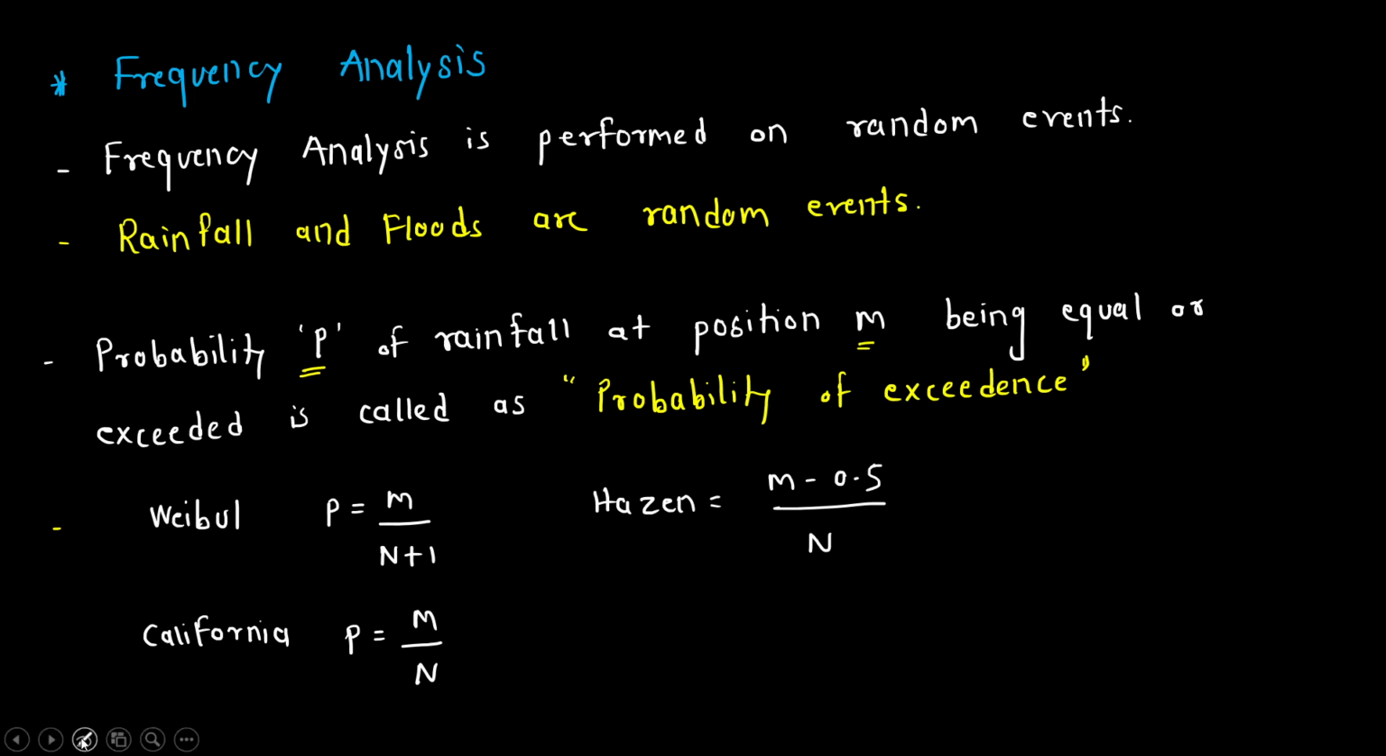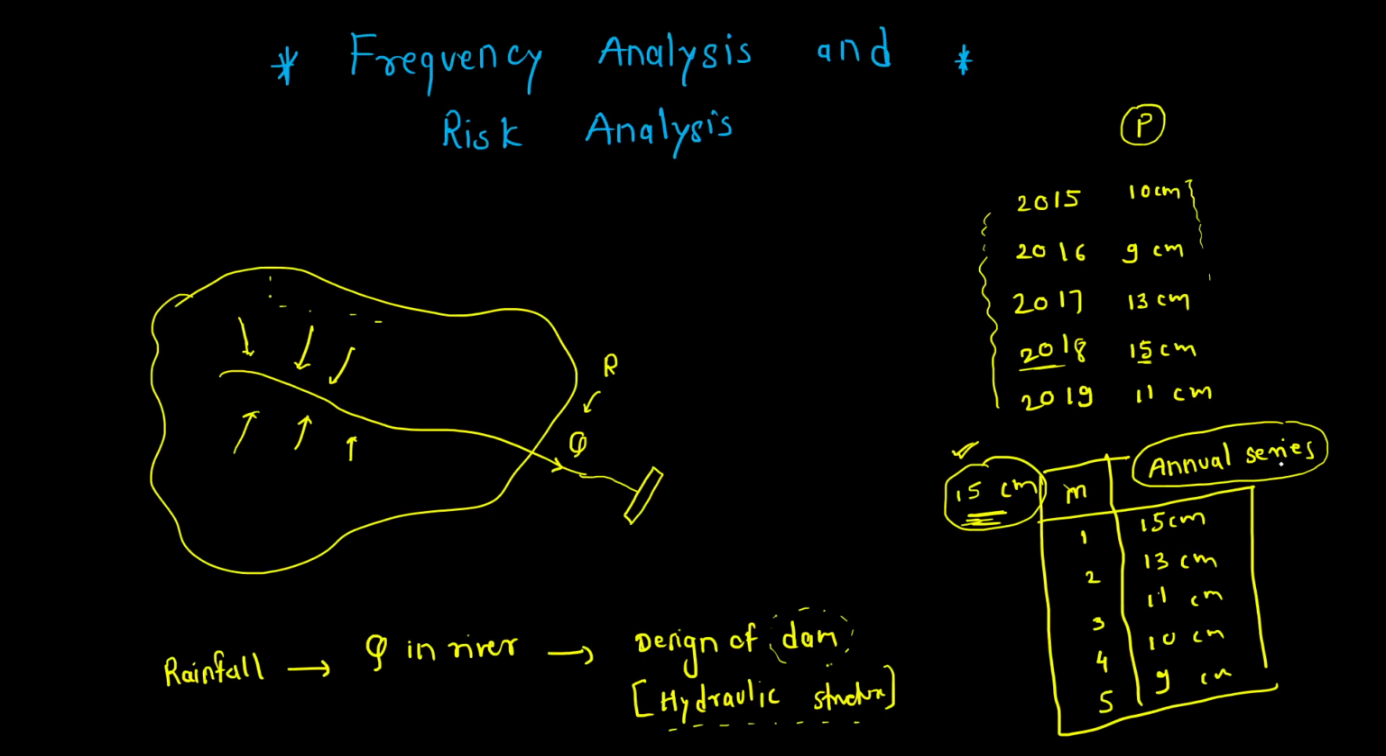Now here, M we know. What is the meaning of capital N? This capital N is the number allotted to the last position. So in our data, what is the number allotted to the last position? It is 5.